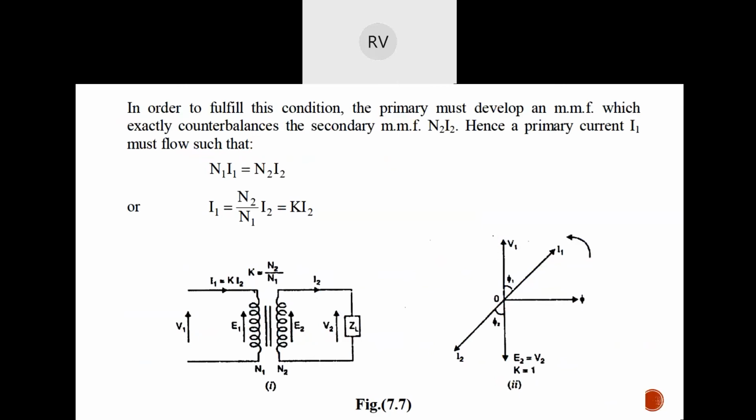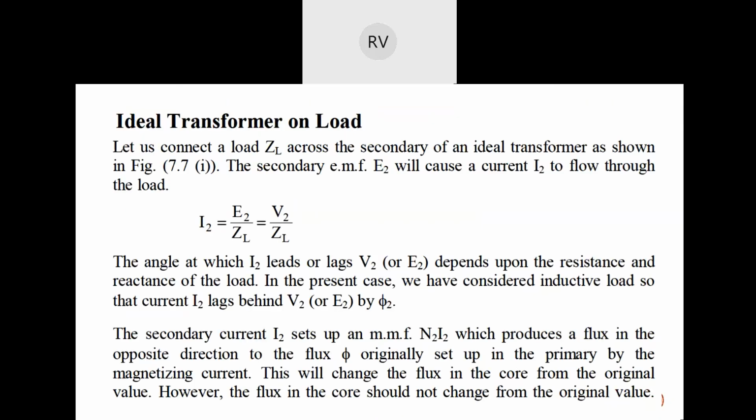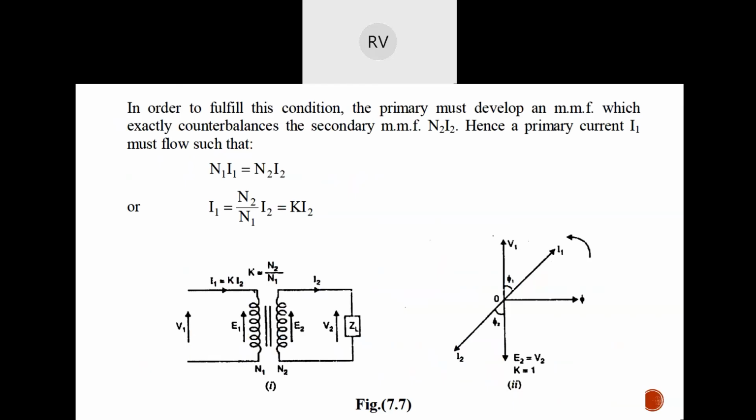Here in this figure you can see that there is a load ZL that is being connected to the secondary of the transformer. The secondary EMF E2 will cause a current I2 to flow through the load, right? Because there is a closed path, you will have a voltage of E2 in the secondary, so there will be a current I2 set up in the closed path.